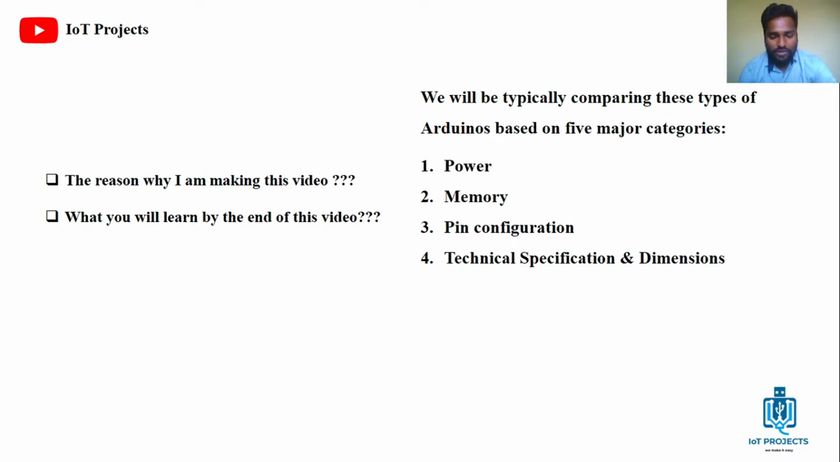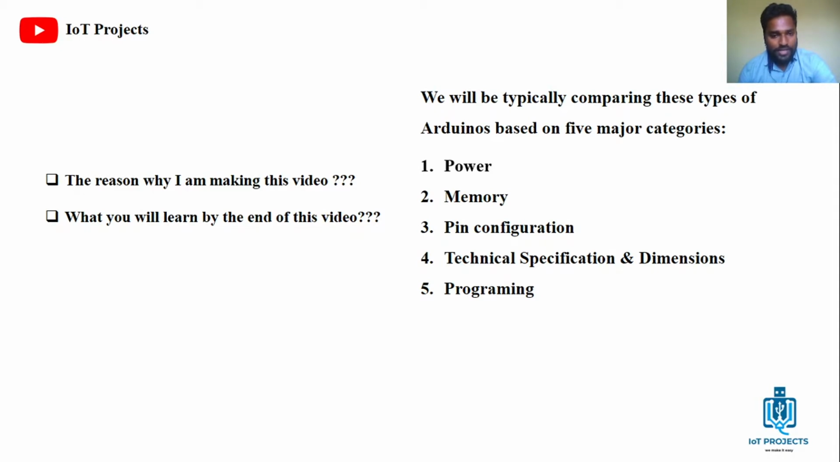Dimension is a very important term. Fifth is programming. For these three Arduinos, the programming part is almost the same. The main difference comes with these four topics: the power, the memory, the pin configuration, and the technical specification and dimensions. And one more topic is the cost. Although the cost of all these three Arduinos is not that high, they come very cheap. Within 1,000 rupees you can buy all of these Arduinos. We will discuss this later on.